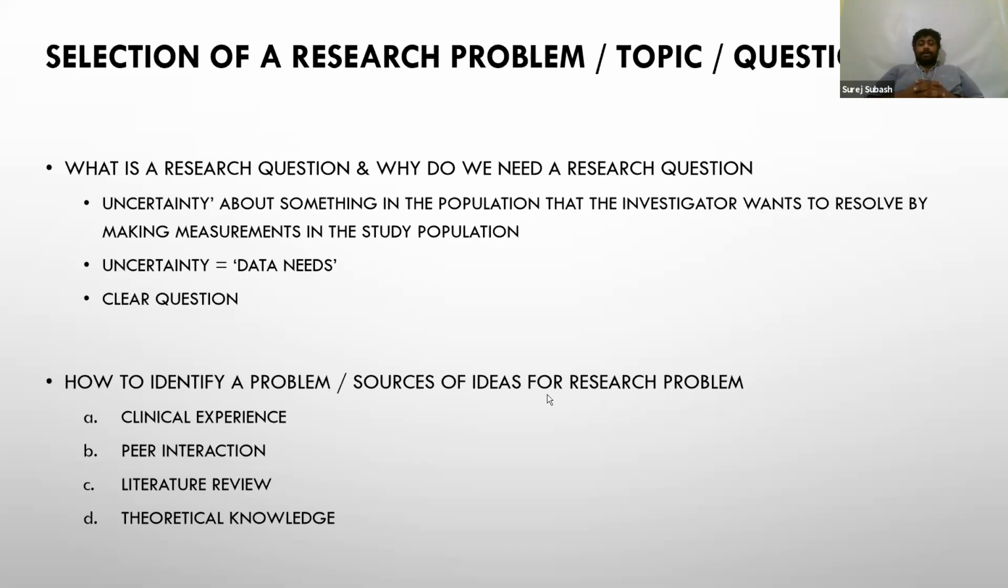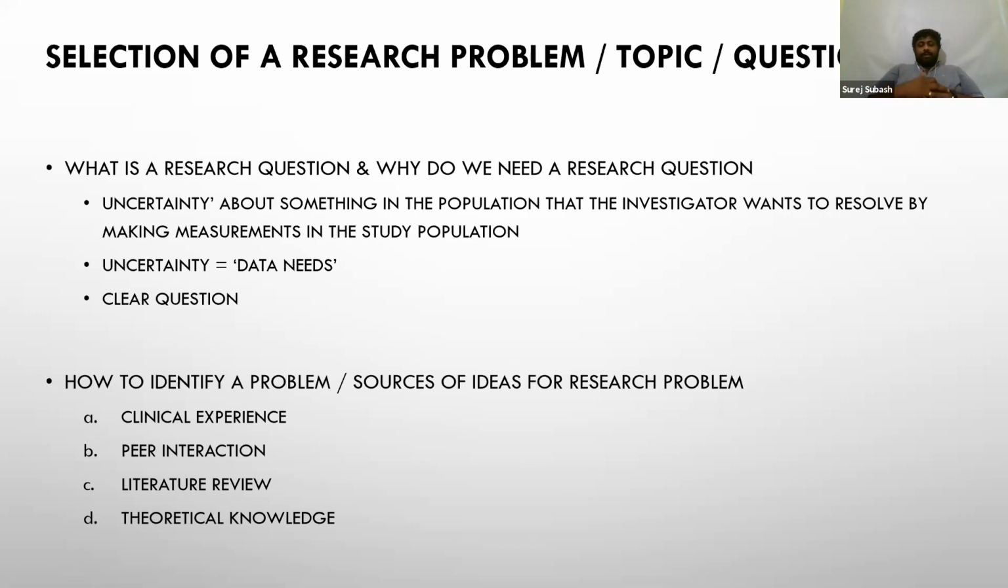Second one is peer interaction. Peer interaction is when a person starts to talk with fellow doctors, wherein they say, I've been in my clinic for so many years, and my clinical experience says that these are the cases that come to me the most. That is the kind of interaction one gets through peers.